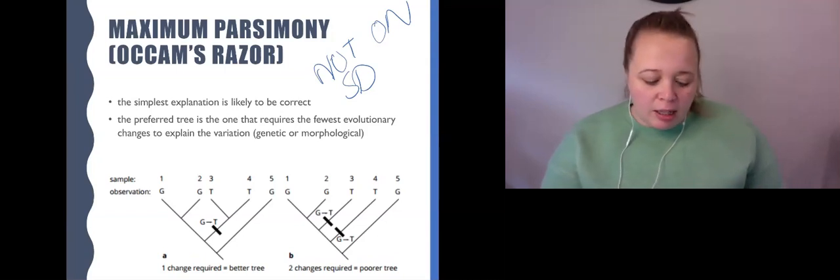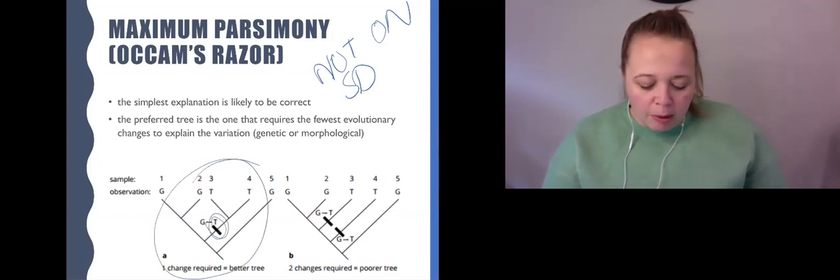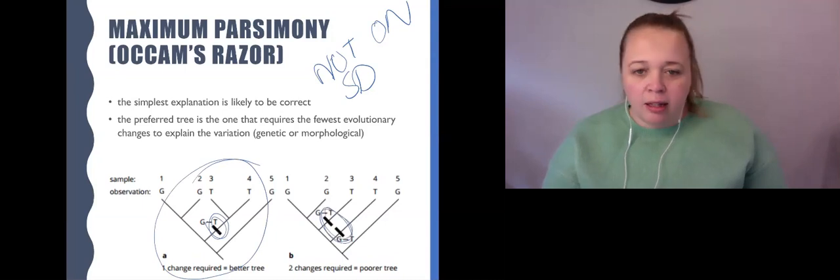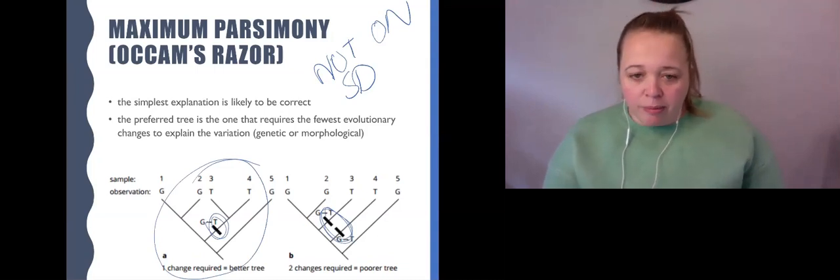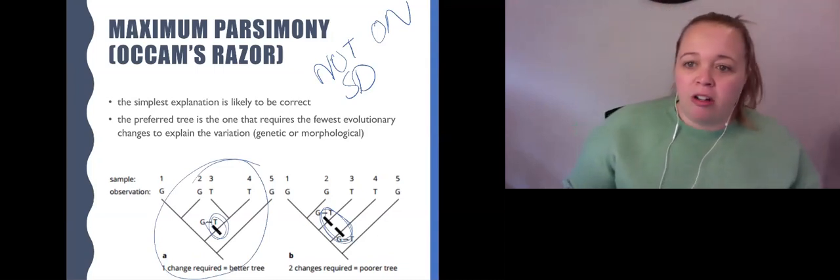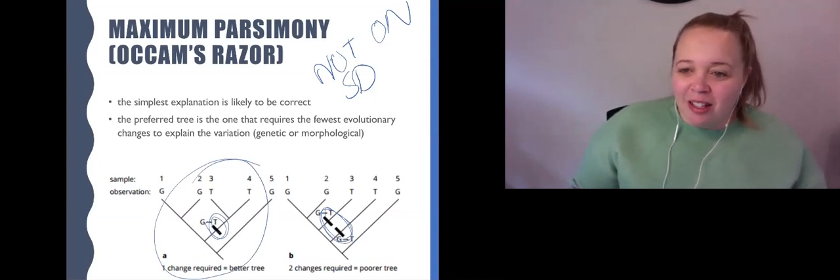So you can see here that in this first tree here, there's only 1 change that needed to happen, whereas in this tree, it's saying that that mutation had to happen twice. So it's not as good. And that's it. That's all that bit is all about. So that is all we have to know about phylogenetic trees, and probably a little bit more as well. So that's it for this unit.